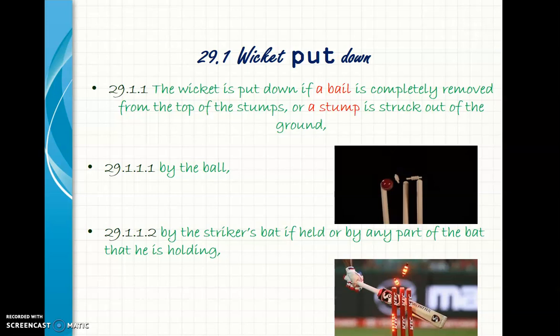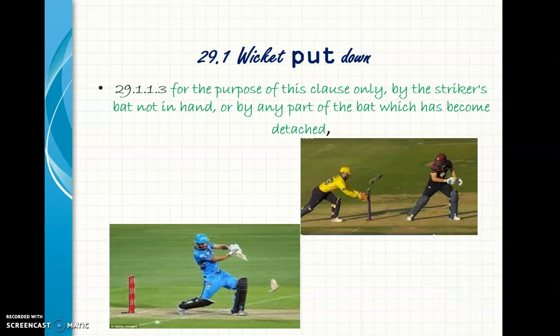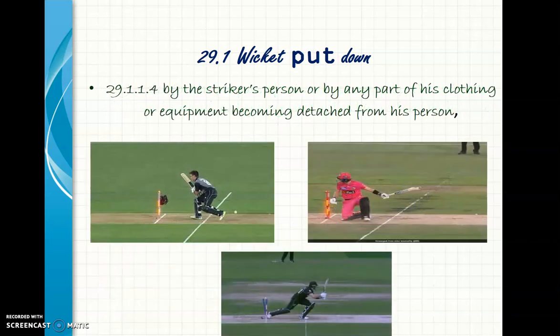from the ground by the ball, by the striker's bat which is being held. It can be any part of the bat, or the bat itself which is not in hand, or any part of the bat which has come detached, or by any equipment the striker is wearing, like his helmet, his hands, his person, his arm guards, anything which is onto the wicket, provided that at least a bail is completely out from the top of the wicket, or the wicket itself is struck out of the ground.